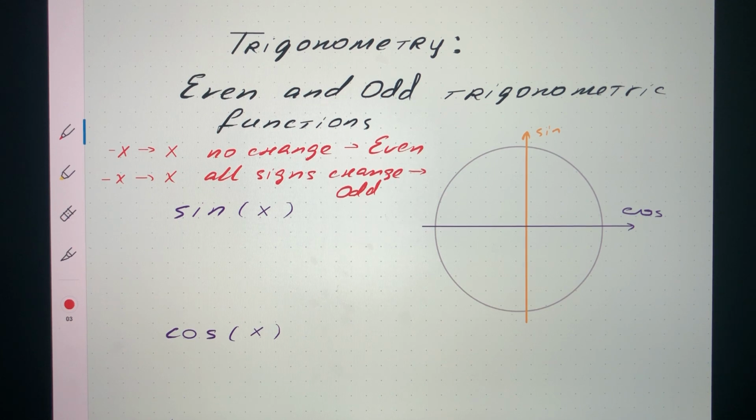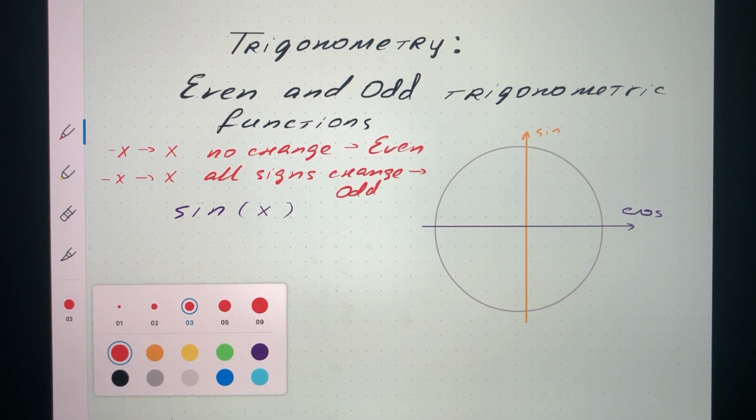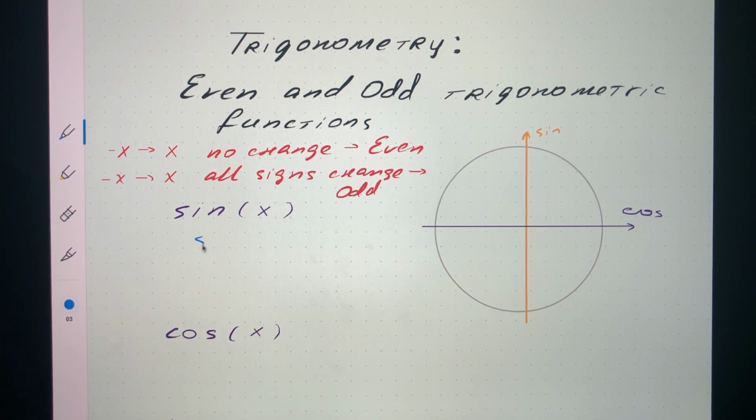So let's look at the sine. Is it even or is it odd? And we may use the numbers to make it a little bit easier. So let's suppose we have sine of 30 degrees. What is sine of 30 degrees? So here is 30 degrees, and we go to the sine and we get half. Now, what is sine of negative 30 degrees?